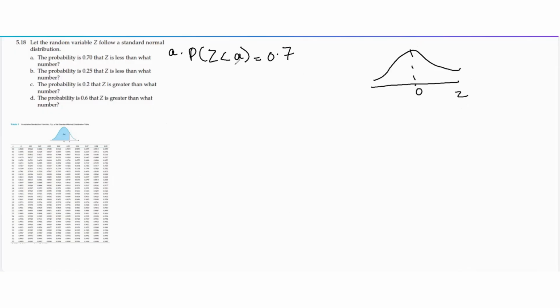We need to figure out, will this value be a positive number or a negative number? That's the first thing we will try to figure out. So over here, we know this area is 0.5. We know this area is 0.5, right?